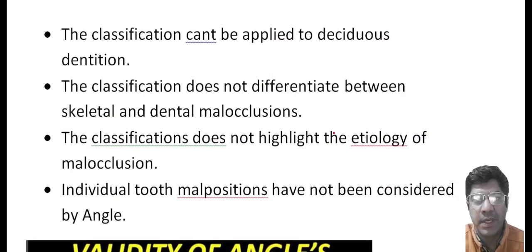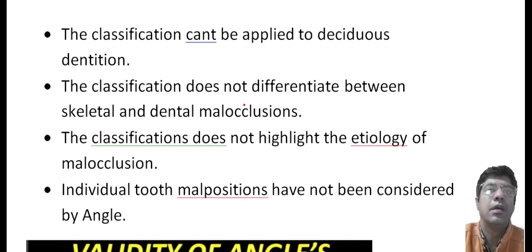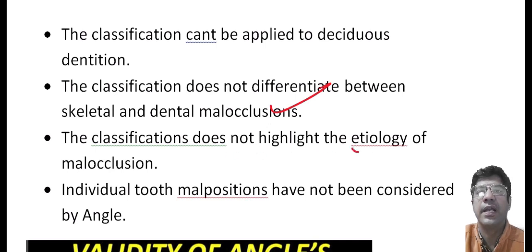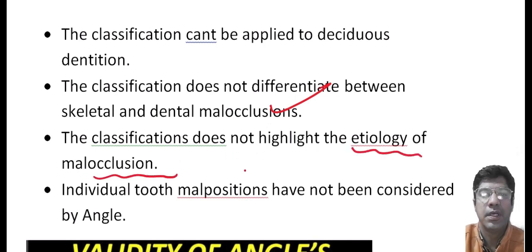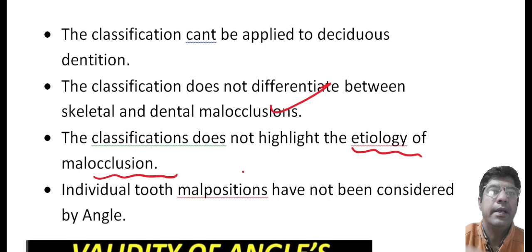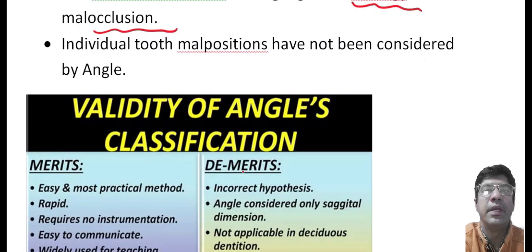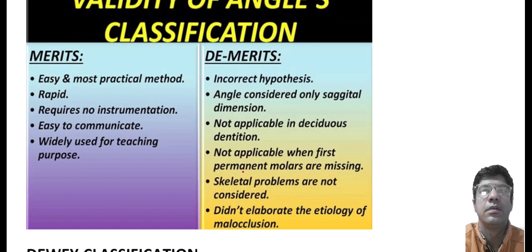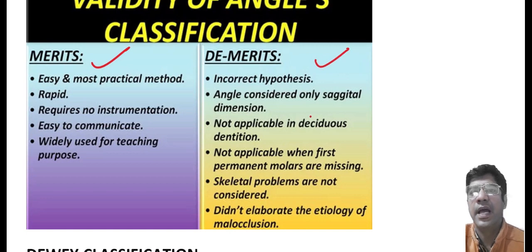The classification cannot be applied to the deciduous dentition. It does not distinguish between malocclusion due to skeletal discrepancy and those due to dental misalignment. The classification does not highlight the etiology of malocclusion, and individual tooth malposition has not been considered by Angle. So these are the merits and demerits of the Angle classification.